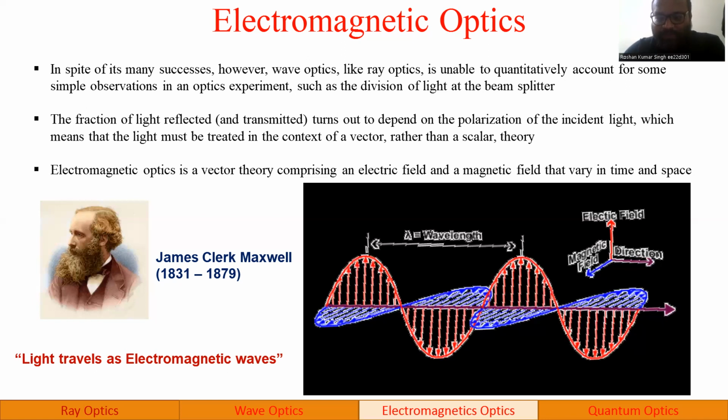Then one scientist, James Clerk Maxwell, provided the theory of electromagnetic optics, in which he proposed that light has an electric as well as a magnetic field, and since both are vectors, light is treated as a vector quantity. And for this, he proposed mathematical equations in free space as well as in a medium. Now let's see.